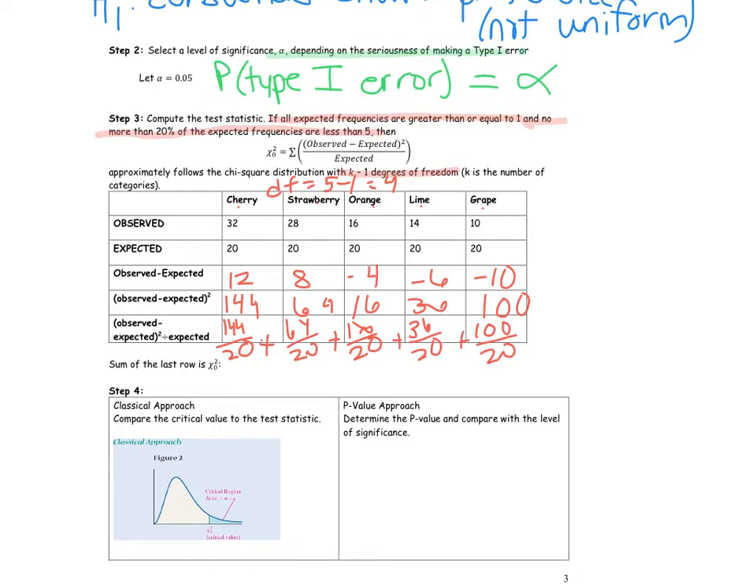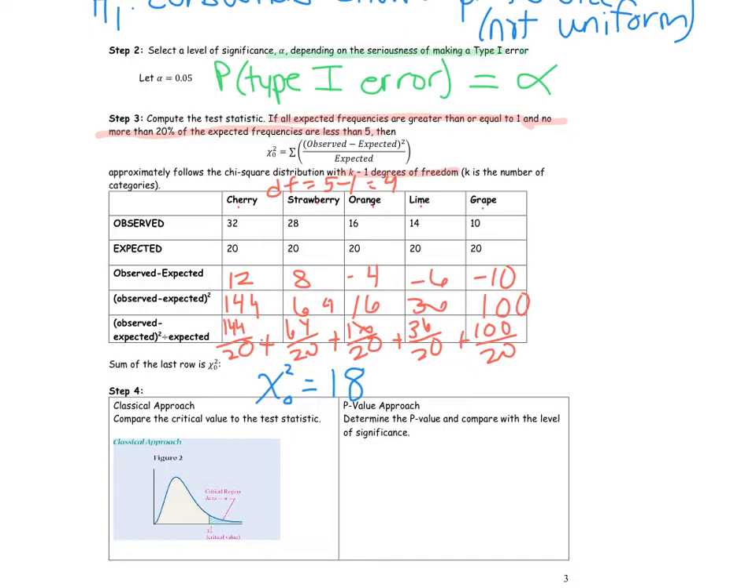Our notation is chi-squared, test statistic, with a subscript zero. And if you add all those up via calculator, we get 18. Isn't that crazy? Okay, so there's our test statistic.